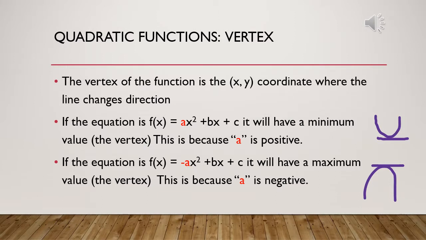If the equation makes an upside down U, that is said to have a maximum value. The reason is that the leading factor A is negative.